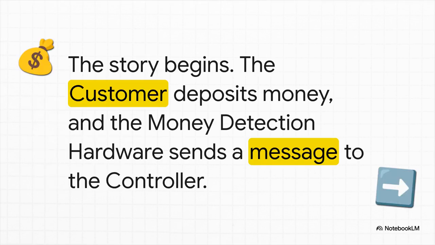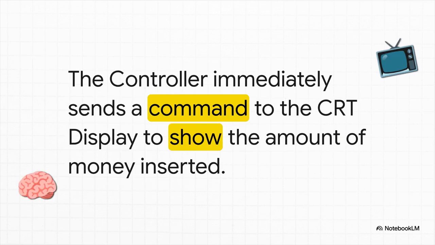And action. The story kicks off when we, the customer, put some money in. Right away, the money detection hardware sends a message, a ping, to the main controller, basically yelling, "Hey, we got cash over here." And check this out. This is our first internal interaction. The instant the controller, the brain, hears about the money, it immediately fires off a command to the display screen, showing us exactly how much credit we have.